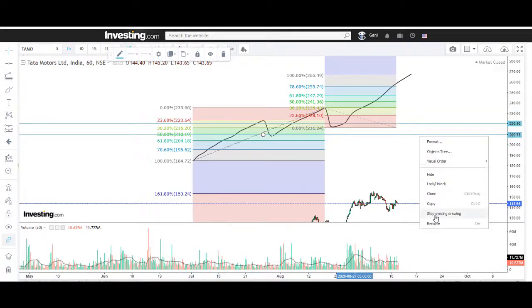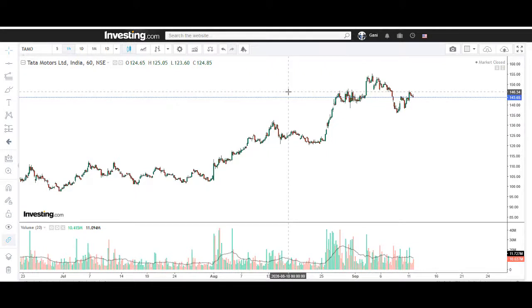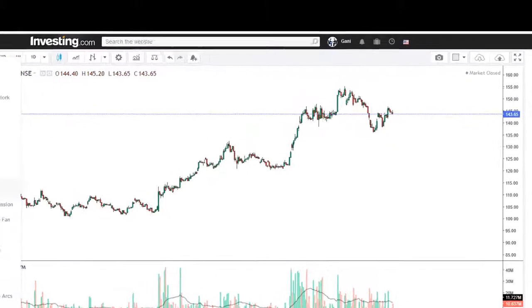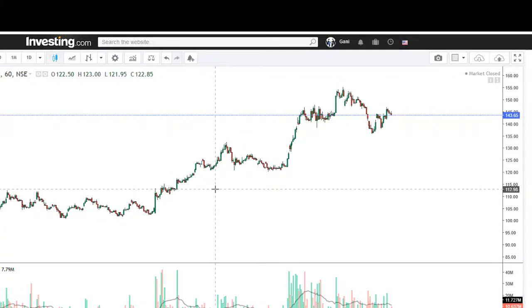Let me read off this. So now in a Tata Motors chart, and let me tell you this strategy is only for the 1 hour time frame. So right now we are in a 1 hour time frame, each candle representing 1 hour. I'm going to take the Fibonacci tool on this third icon, click here, go to Fibonacci retracement, and we're going to use a swing low and swing high.